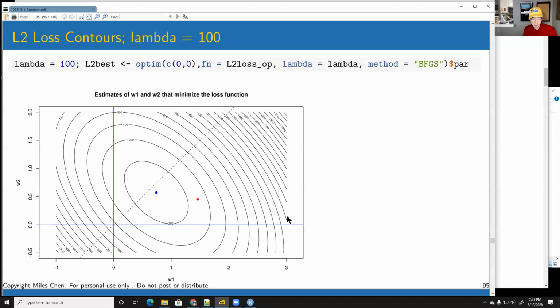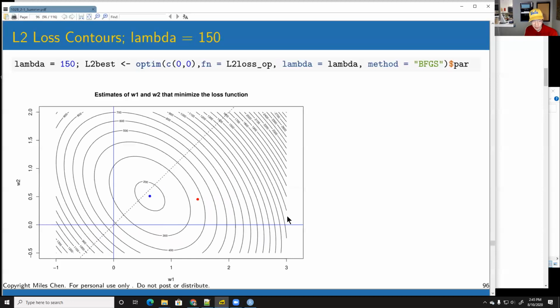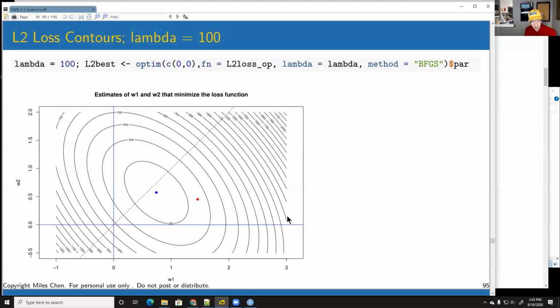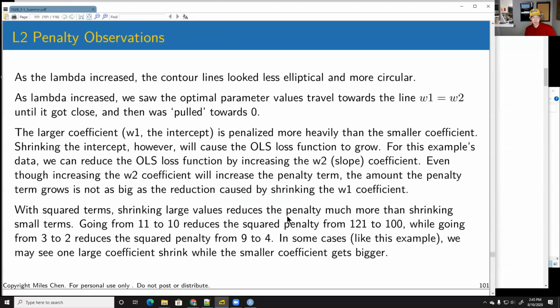All right, so what's going on here? What's happening is that as lambda increases, the optimal parameter values travel towards that line W1 equals W2, okay? And then when it gets close to that line, that blue dot gets pulled towards 0, okay?